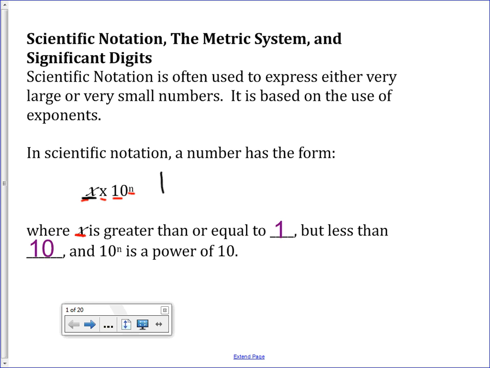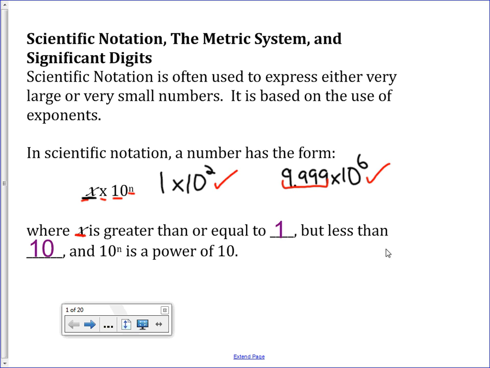So for example, if we had 1 times 10 to the 2, this would be considered proper scientific notation. So this would be okay. If we had something like 9.999 times 10 to the 6, this would also be considered proper scientific notation because the number here is less than 10. So that would be proper scientific notation as well.